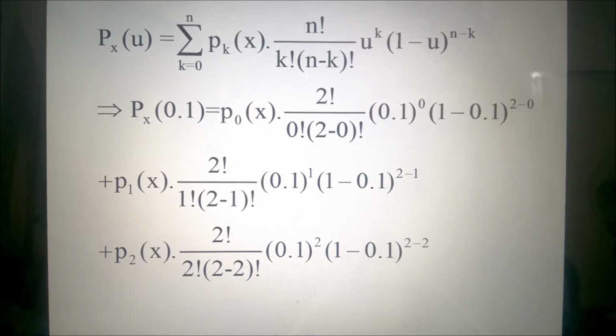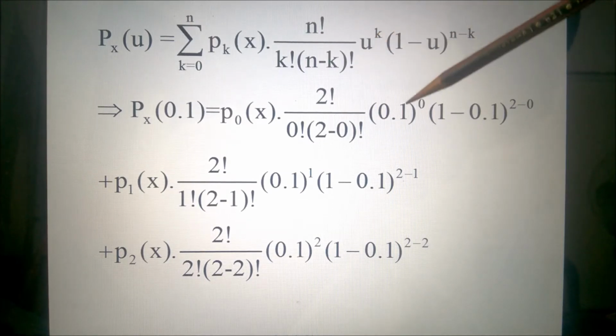For u equal to 0.1, this is the formula for finding the x coordinate of the point on the curve, and for the particular value of u, 0.1, we substitute all these values, and here n equals 2. Why n equals 2? Because we have taken three control points, and n will be one less than the number of control points, that means 3 minus 1. Therefore, it is 2.